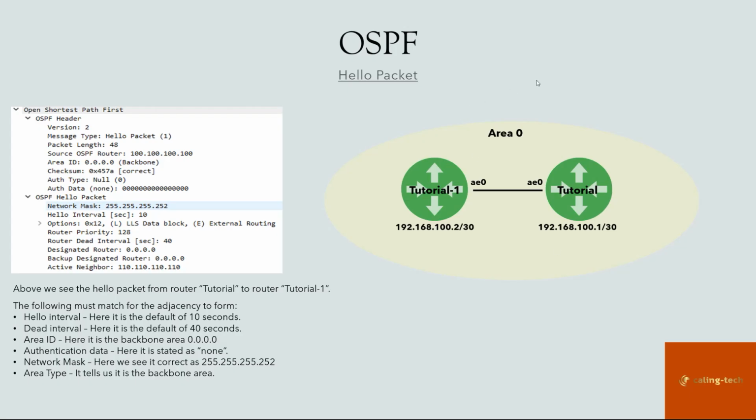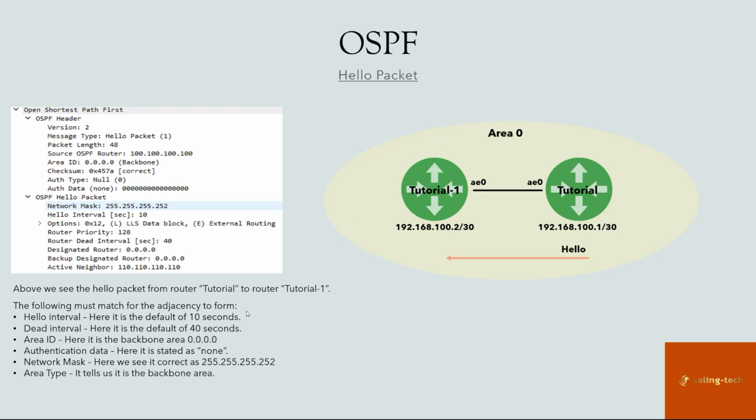So here we are back at the presentation, and we're going to have a quick look at the hello packet that's from the source router, if you remember, 100.100.100.100, with the active neighbor 110.110.110.110. So this is the actual hello packet that's from router tutorial to tutorial 1. So from here to here.